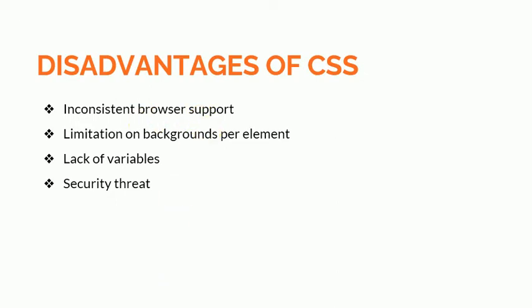Limitation on backgrounds per element. With CSS you cannot specify more than one background image for each element. Lack of variables means in CSS we cannot define variable functions. It is not a programming language, so we can't use variables.